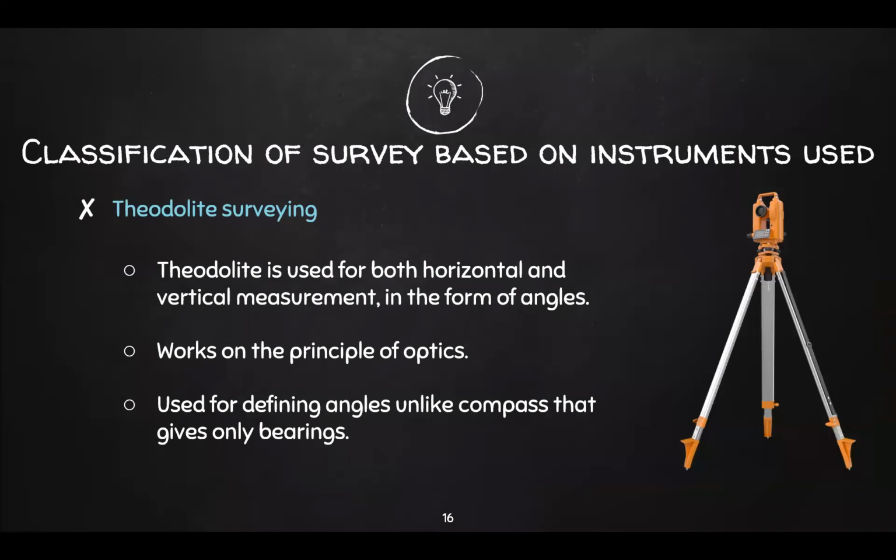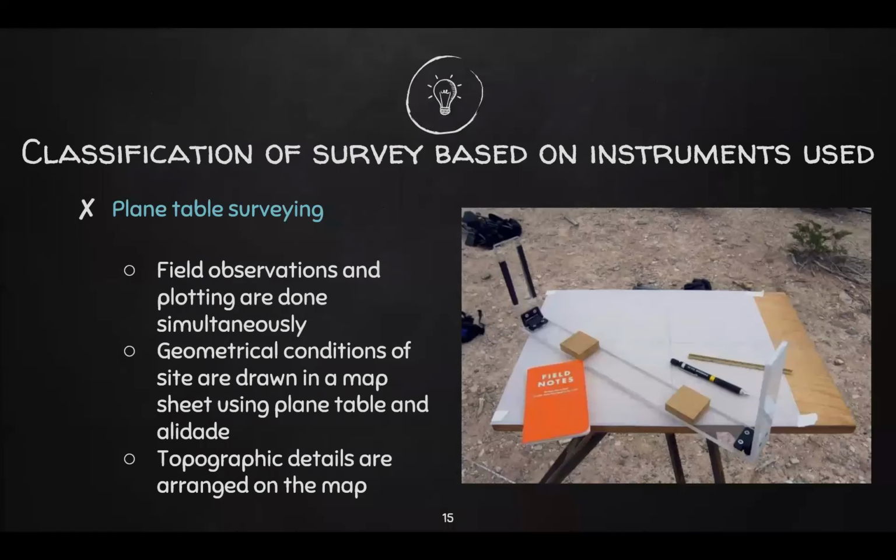And then finally, we have theodolite surveying. Theodolite is what we'll do most of the time because we'll use a theodolite or total station. Theodolite is used for both horizontal and vertical measurements in the form of angles. If you remember, our instruments like chain, compass, and level only give one form of measurement. Either just an angle, just a bearing, or just a linear measurement only. Theodolite can give you both. It works on the principle of optics and it's used for defining angles, unlike compass, which only gives bearings. Relating that to your plane table, it is simpler and cheaper than a theodolite, but you can only use plane table for small scale survey. Anything that's medium or larger size, we should use a theodolite.